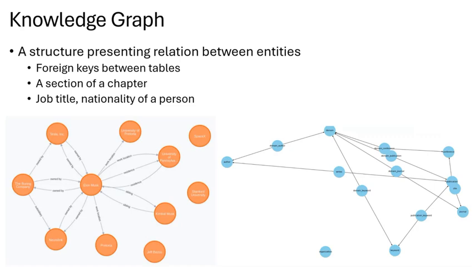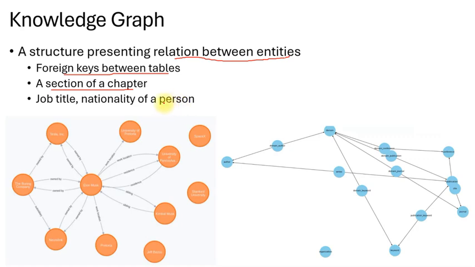Maybe easier to do than the ReAct. The knowledge graph, technically, is a structure presenting relations between entities. The entities can be the tables, and the connections between nodes are the foreign keys. Or maybe a section of a chapter: the entities will be section and chapter, and the connection will be that this section belongs to this chapter. So we have a connection between the section and the chapter.